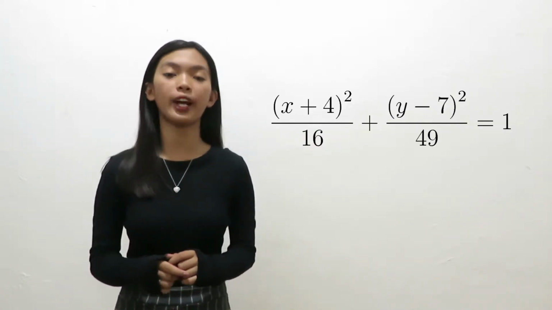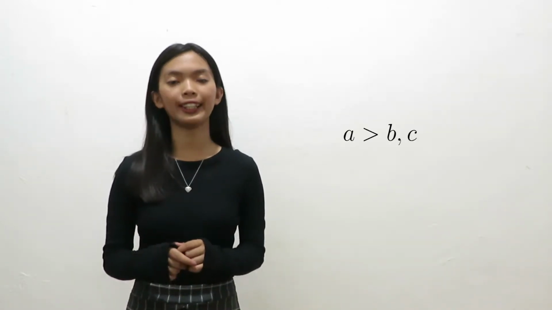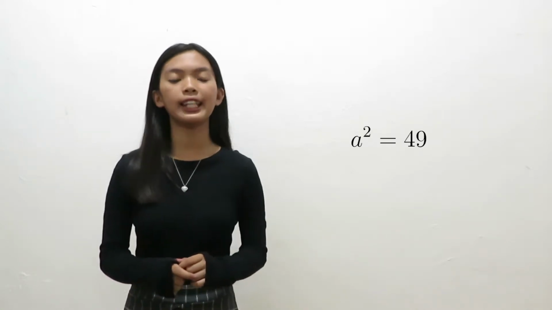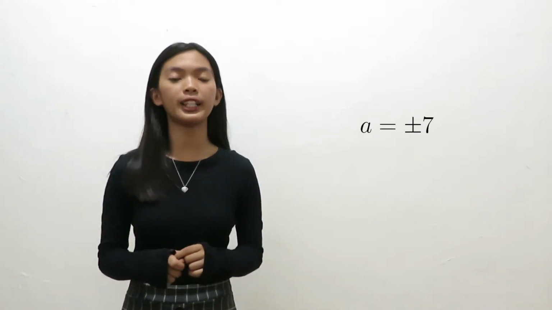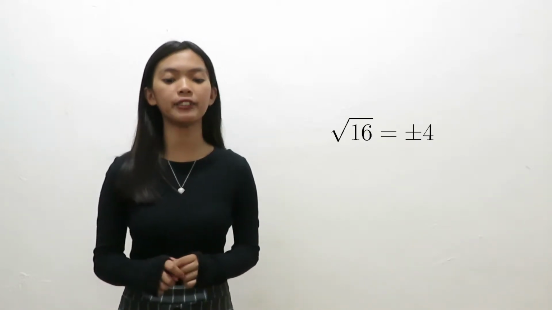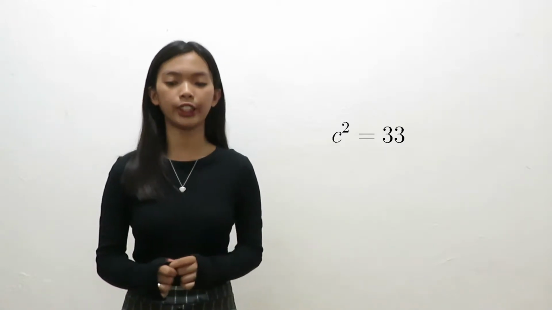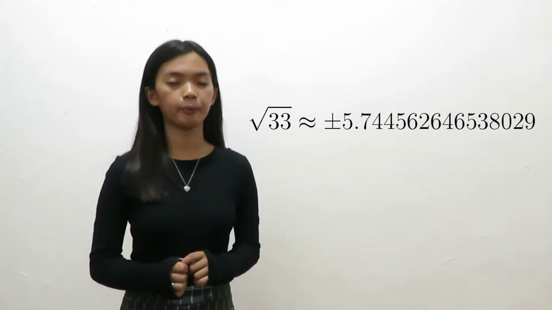Here is the example of an ellipse using the vertical formula. The given is (x plus 4) squared over 16 plus (y minus 7) squared over 49. Step 1. Find the center. The center is negative 4 and 7. Step 2. Find the values of a, b, and c. Remember that a is always bigger than b and c. a squared equals 49. The square root of 49 is 7, so a equals plus or minus 7. b squared equals 16. The square root of 16 is plus or minus 4. c squared equals 33. The square root of 33 is approximately plus or minus 5.7.